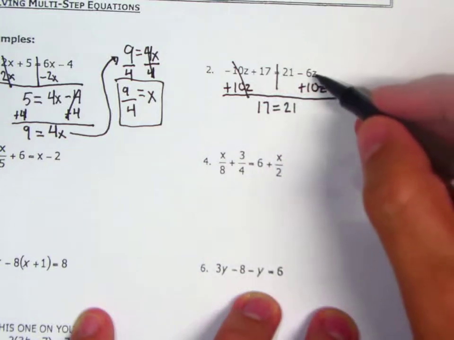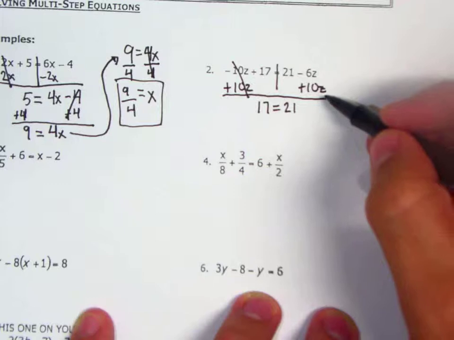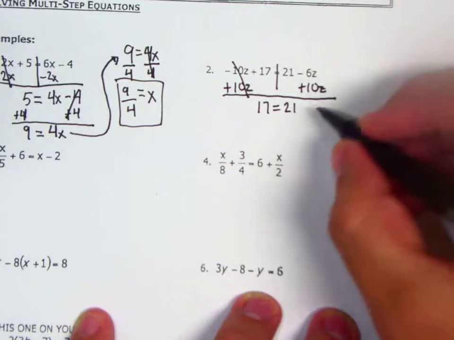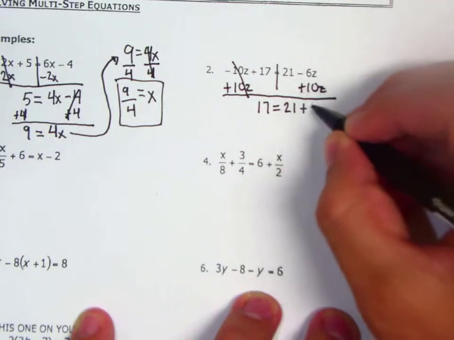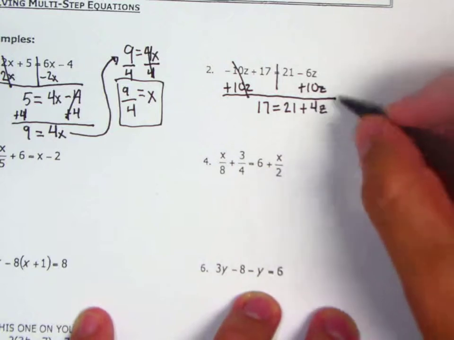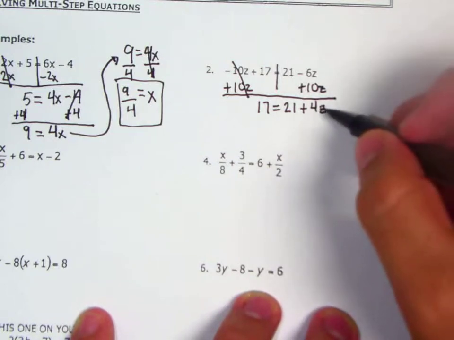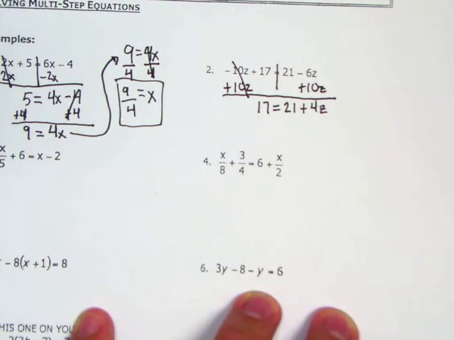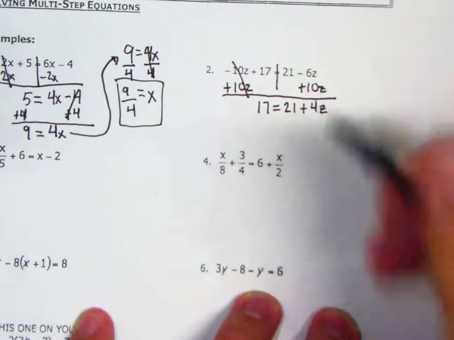And then now I have negative 6z plus 10z. If you add those, negative 6z and 10z, that is going to give you positive 4z. Try not to confuse you. Those are 2's. It's a z, so I put a little line through it to show you. It's 4z, not 42.